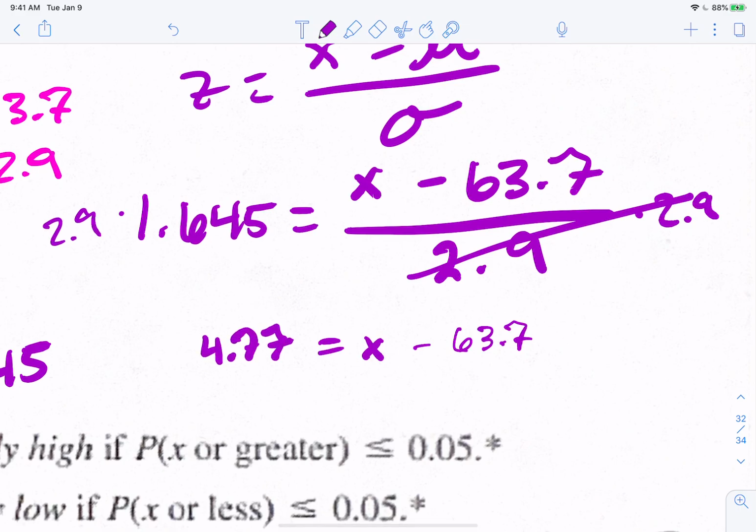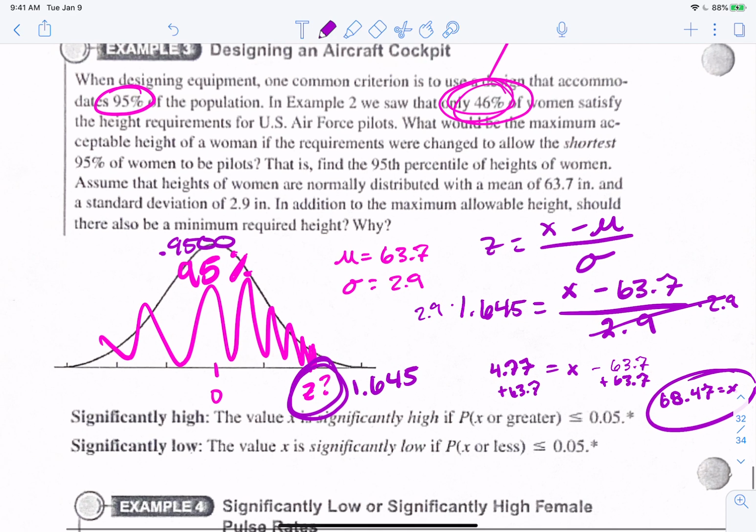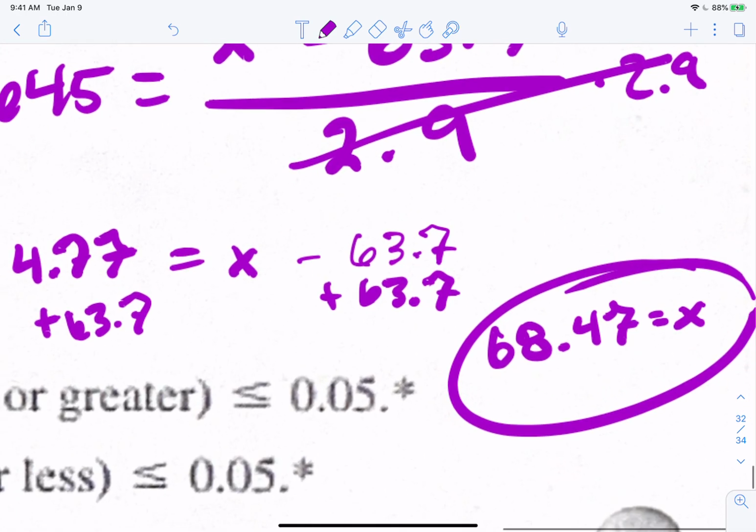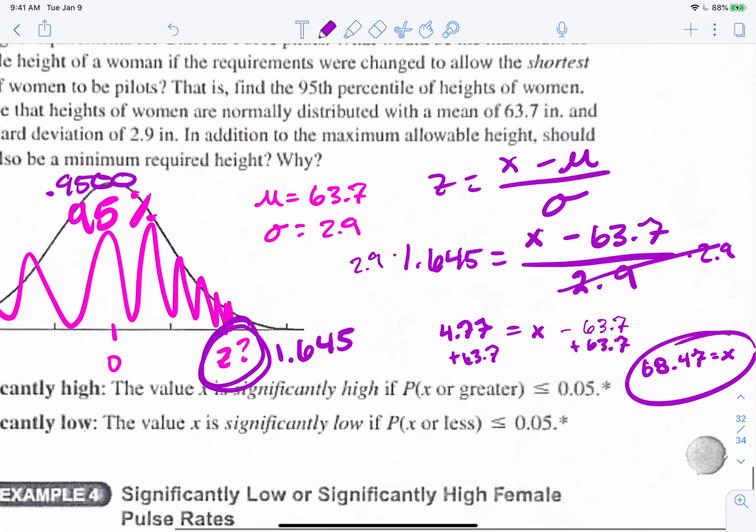4.77. Okay, now add the 63.7. 68.47 equals x. So, if you are taller than 68.47, you are in the tallest 5%, right? 95% of people are shorter than 68.47 inches.